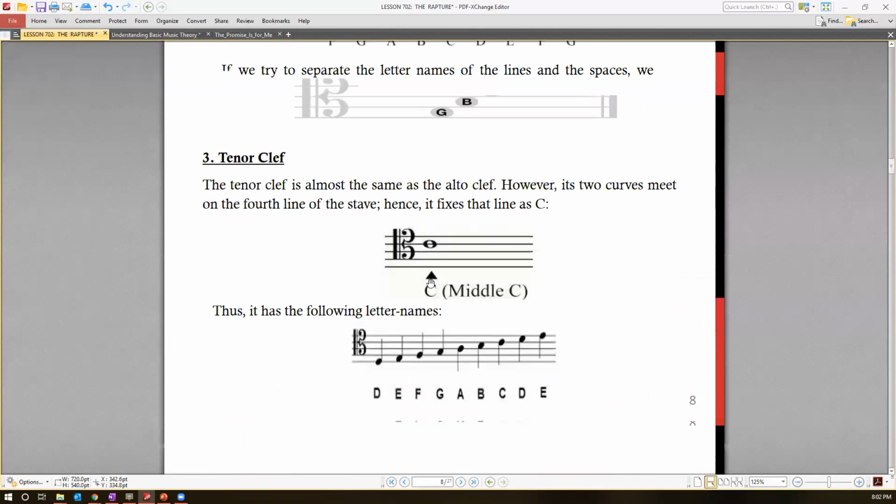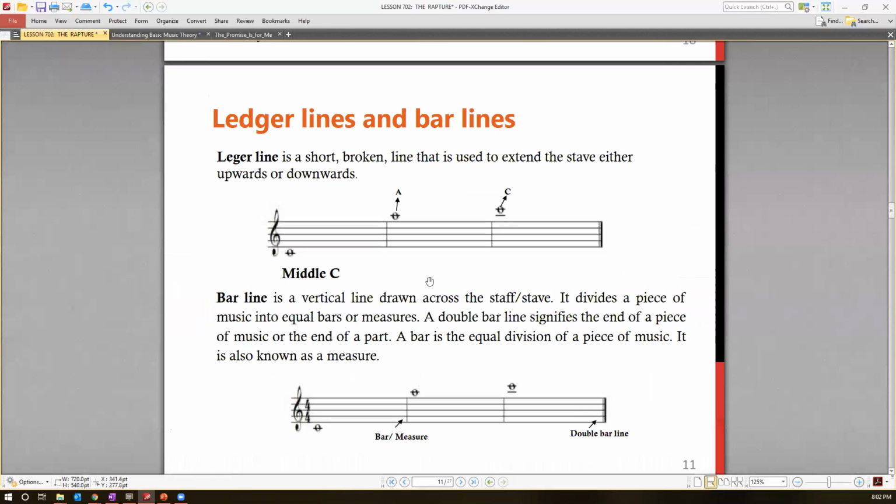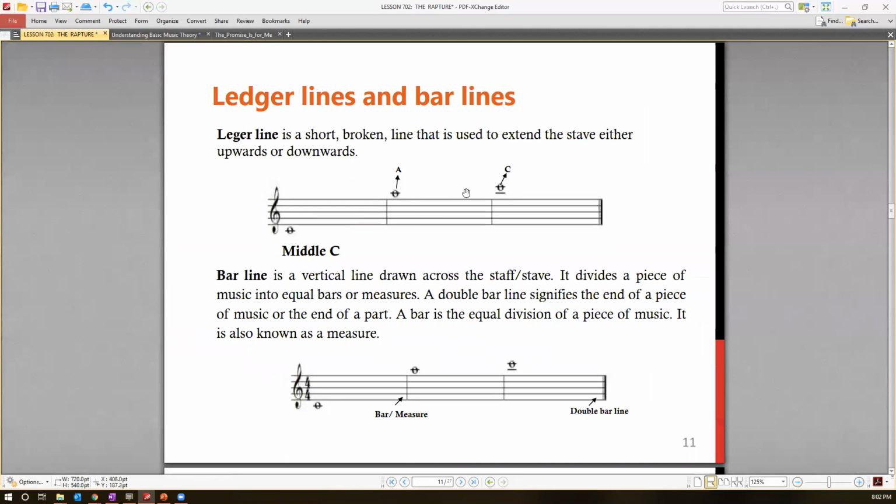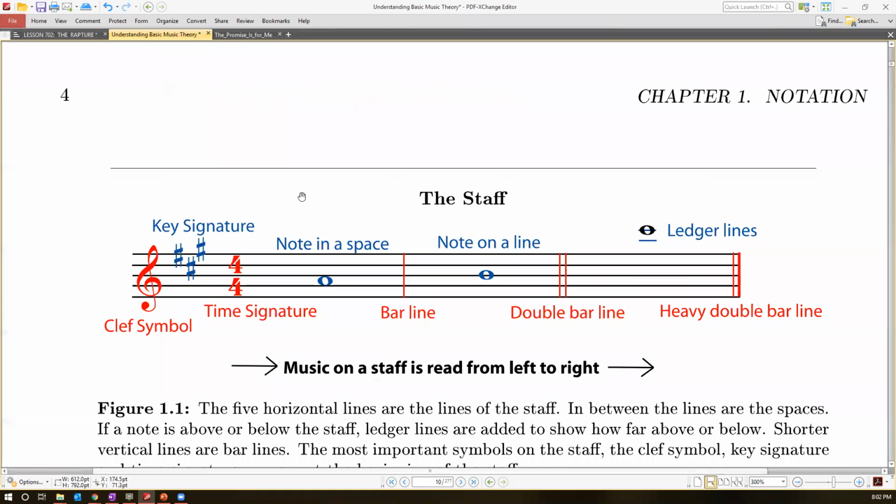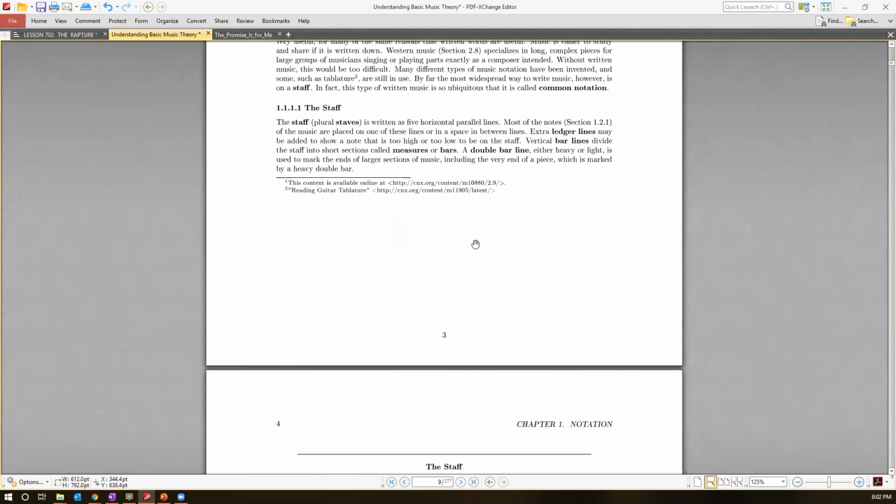Okay, so that's what a ledger line is, represented there and there. The key is too high to be represented on this stave, so we still represent it by putting it on ledger lines. All right, so like I mentioned, there you go.